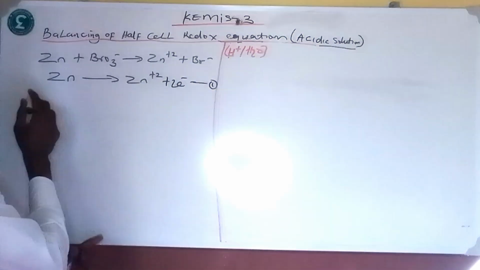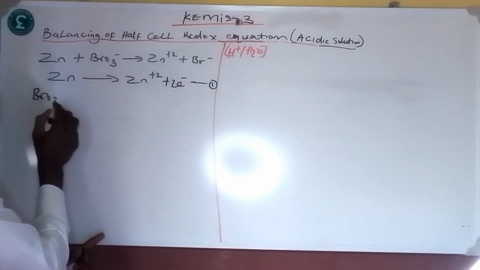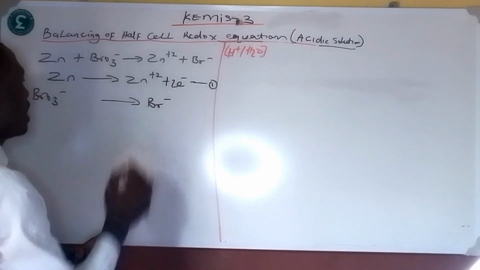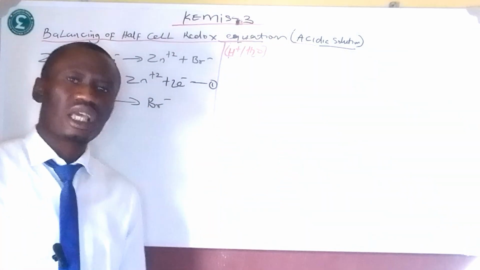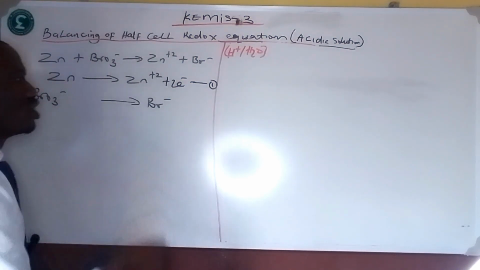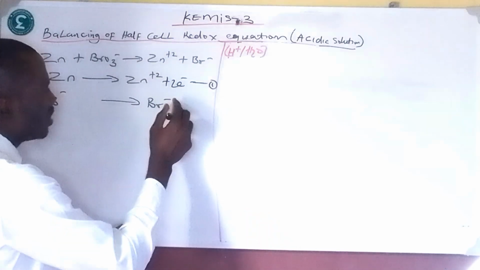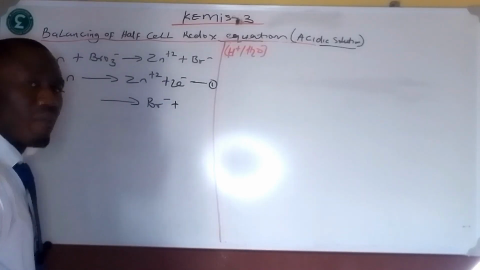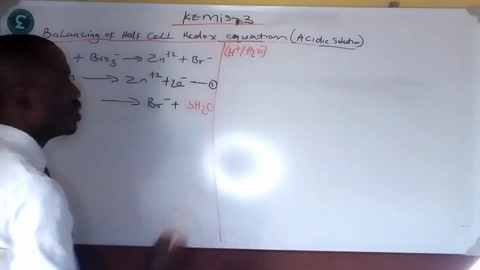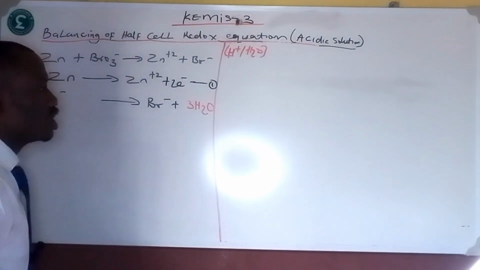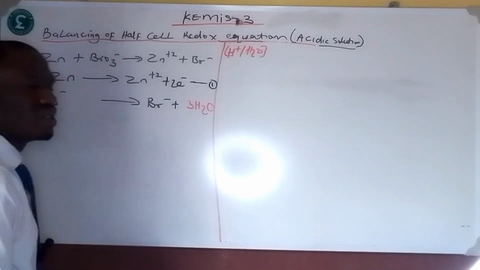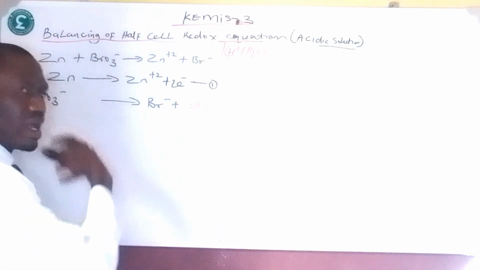Now I take the bromate, which gives me bromine. Notice that we have 3 oxygen here and no oxygen there. So what I'm going to do is add 3 molecules of oxygen. Let me use my red ink now: 3H2O to the reactant side. If I add 3H2O, 3 times 1, that is 3 oxygen, and the 3 oxygen is now on the reactant side too.